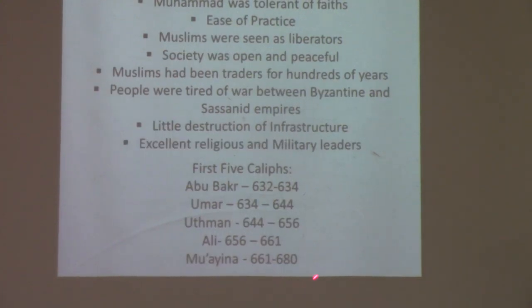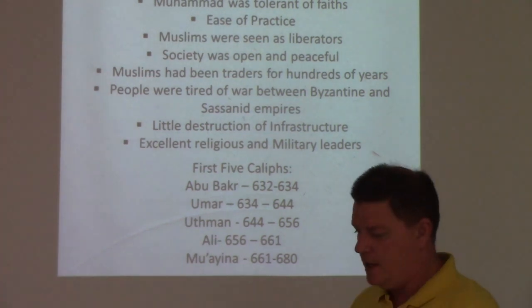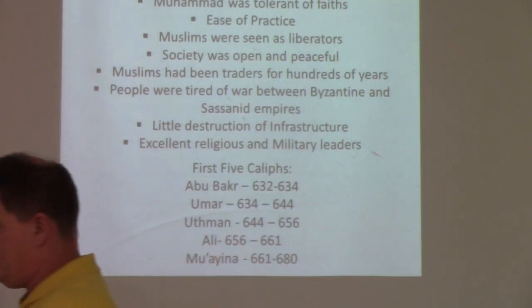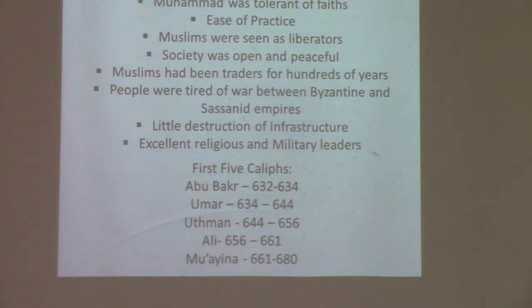So here are the first 5 caliphs: Abu Bakr, Umar, Uthman, Ali, and Mu'awiya. These 5 guys had a lot of respect of the faithful for the simple fact that they all personally knew Muhammad. They lived with him, they studied with him. Think of them as like Jesus' 12 apostles for Islam. So under them, Islam expands.